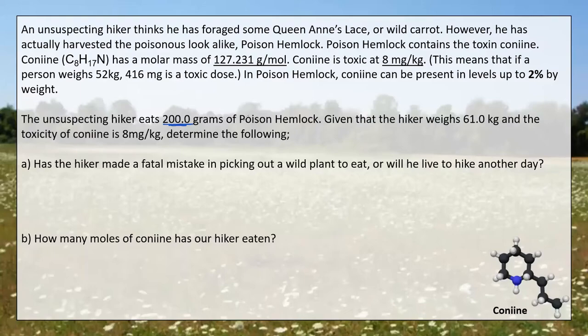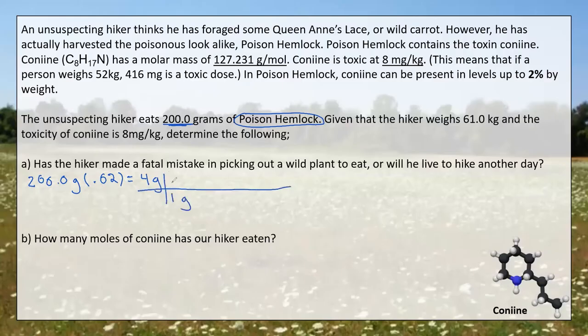the hike another day? First, we have to figure out, not this whole thing is this toxic molecule, conine, right? So we go to 200 grams eaten and 2% by weight, or 0.02, right? And another easy way to do this would be to remember that 1 gram is 1% of 100 grams, right? So either way you figure this out, you get 4 grams eaten. We need to convert that to milligrams.